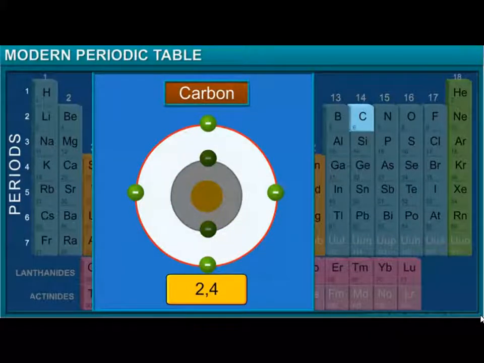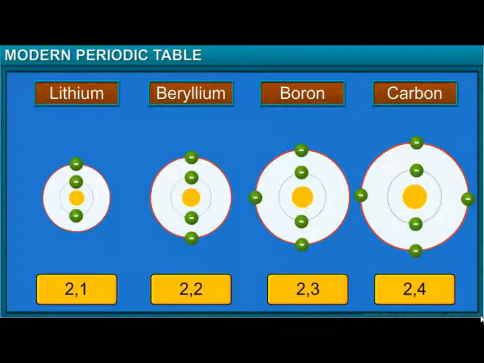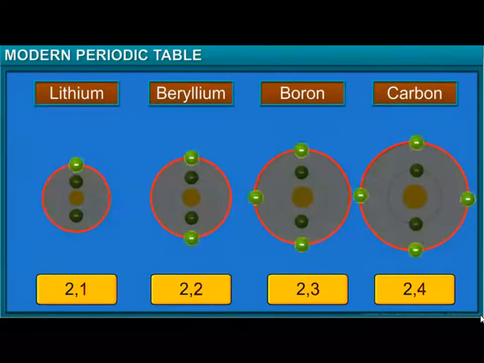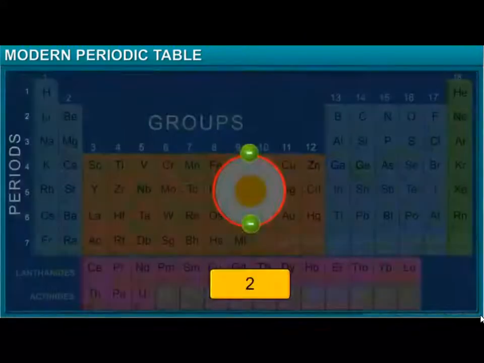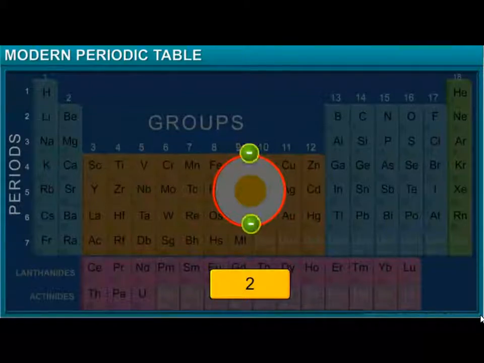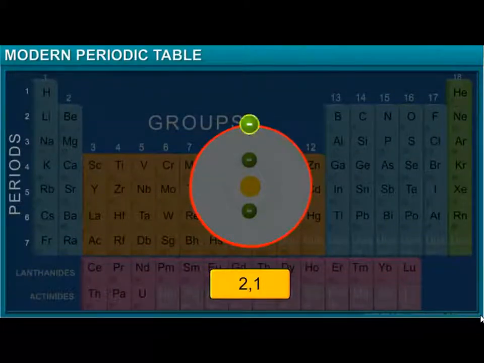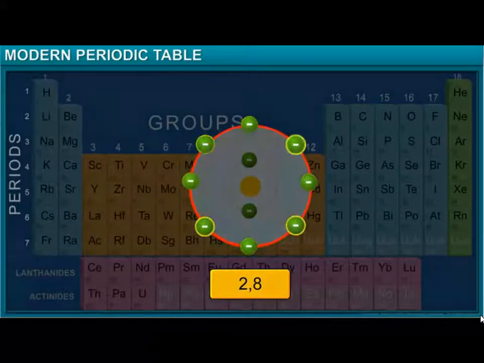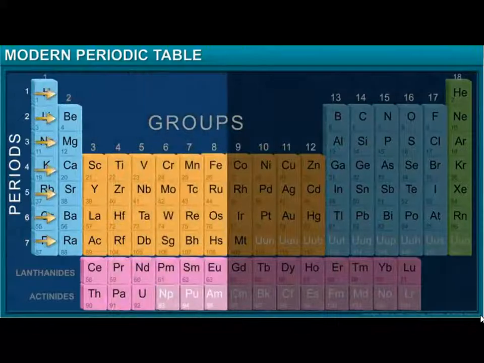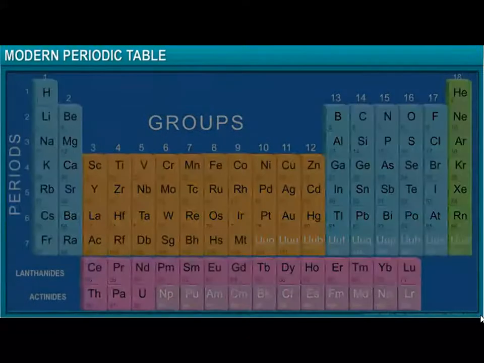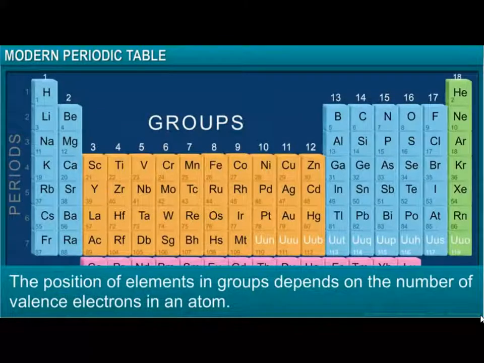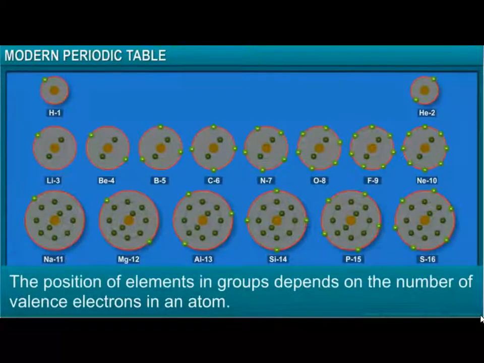And so on. We can see that these elements do not have the same number of valence electrons, but they have the same number of shells. The number of valence electrons increases by 1 unit as the atomic number increases by 1 unit on moving from left to right in a period. The position of elements in groups depends on the number of valence electrons in an atom.